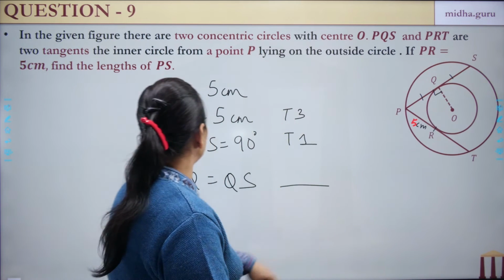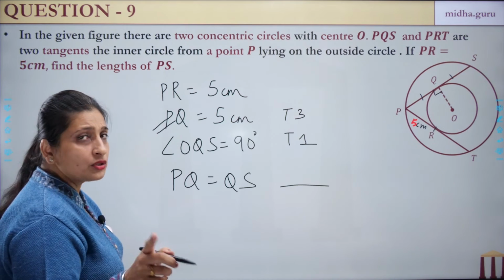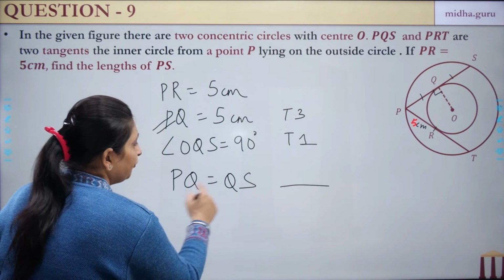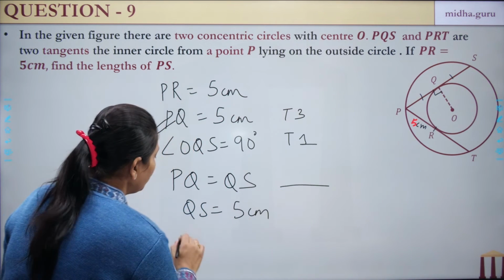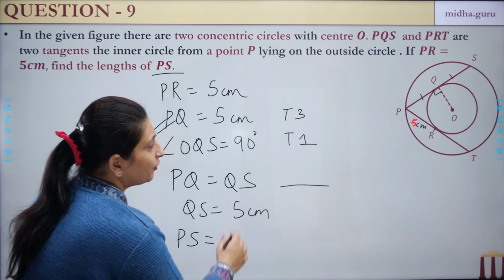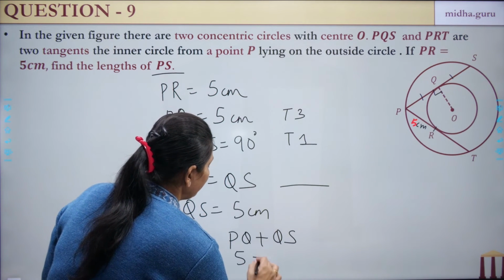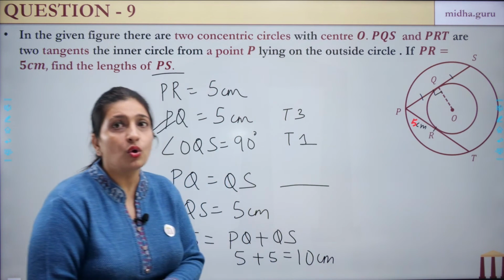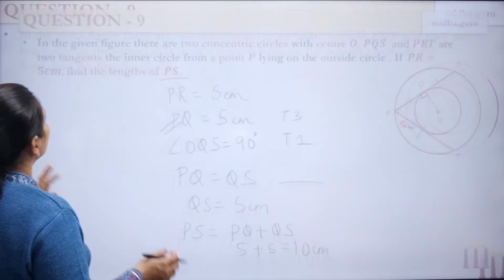Just write down the statement of this theorem. If a perpendicular line is drawn from the center to the chord, it bisects the chord. So that means PQ is equal to QS, and we know PQ is 5 centimeter from the tangent theorem. QS will also be equal to 5 centimeter. We have to calculate the length of PS. What is PS from the figure? It is PQ plus QS, which is 5 plus 5, which will be 10 centimeter. It was so easy. Let us move on to the next question.